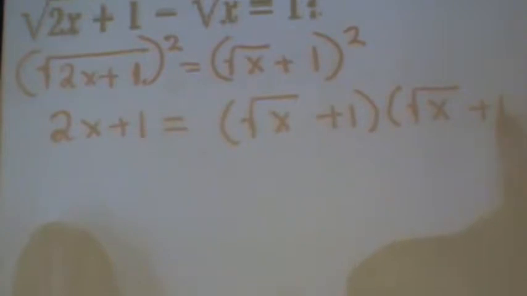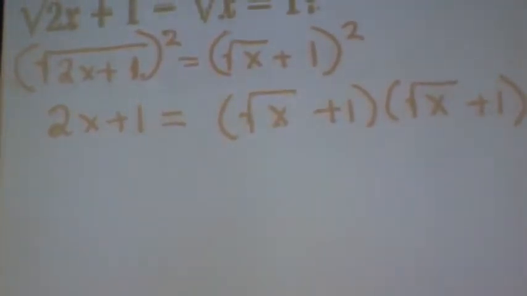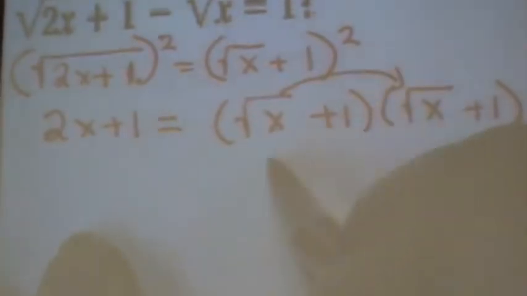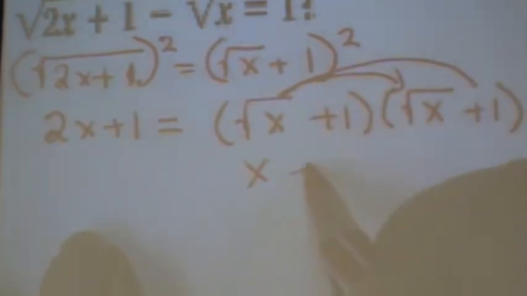1x. Okay, I'm gonna write it out. Now, we just took a quiz on this, so everyone should be able to FOIL this. What's the square root of x times the square root of x? x. What's the square root of x times 1? Square root of x. And then you have another one of them. And then 1 times 1 is 1.